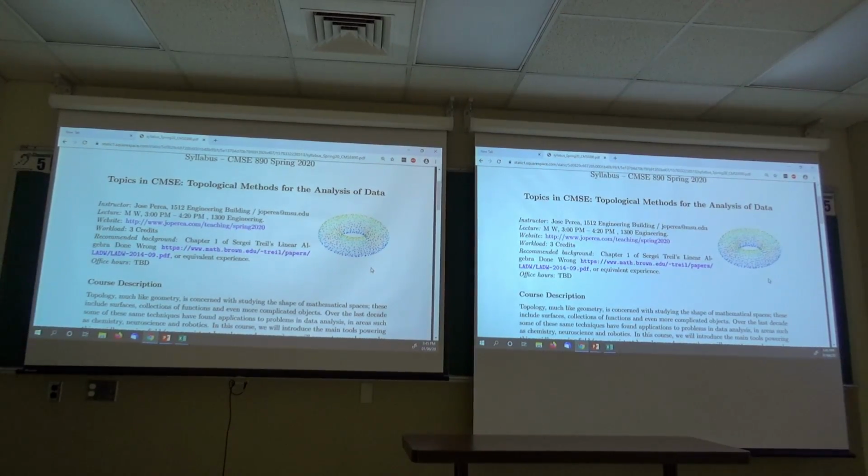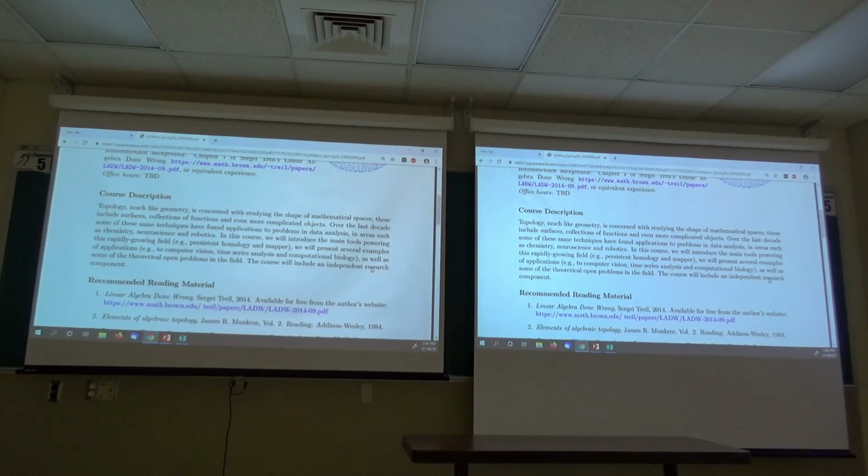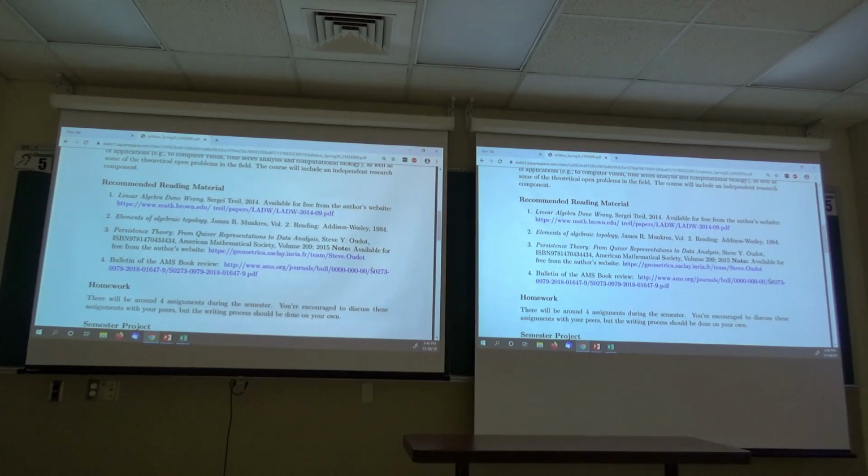As I said before, topology, like geometry, is concerned with the study of shape. Hopefully I was able to show you that. And what the course tries to communicate is how these ideas of topology and geometry have made a jump from theoretical mathematics to computational mathematics and data science. So that's the goal of the course, to show you how that is done. And here are 4 resources that I think will be useful.